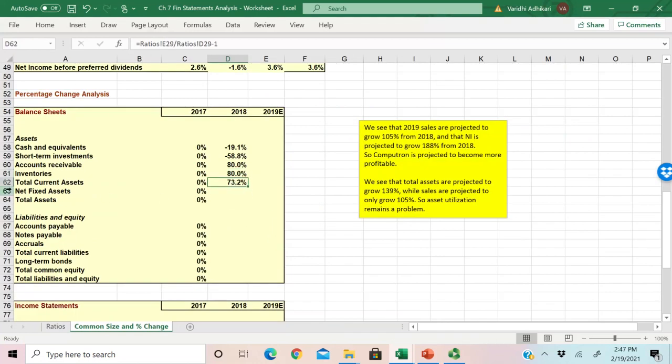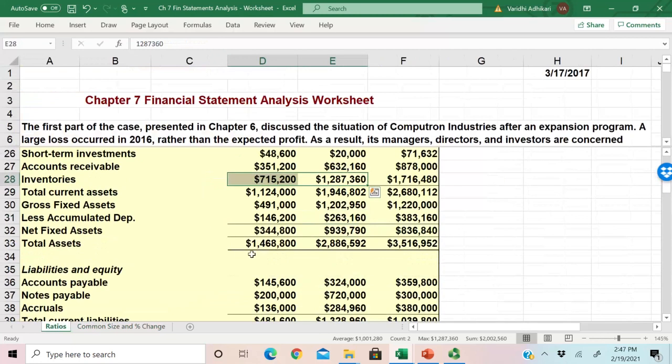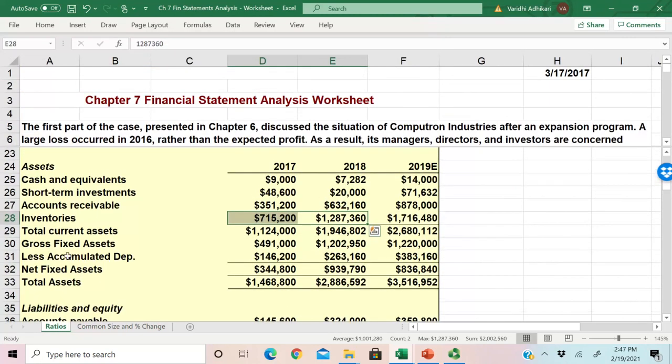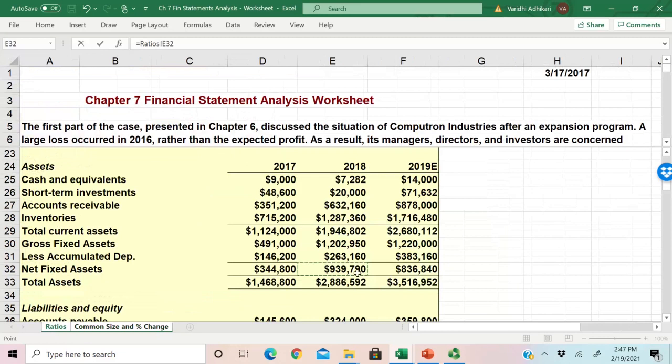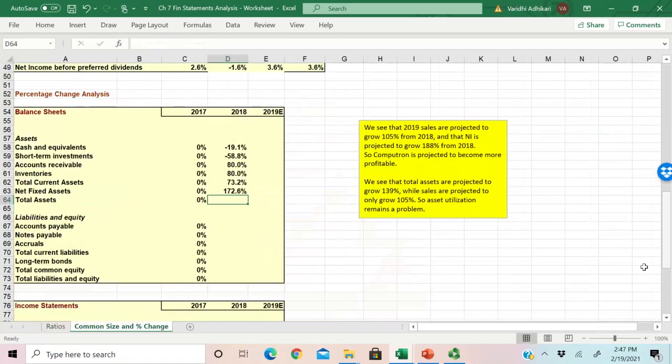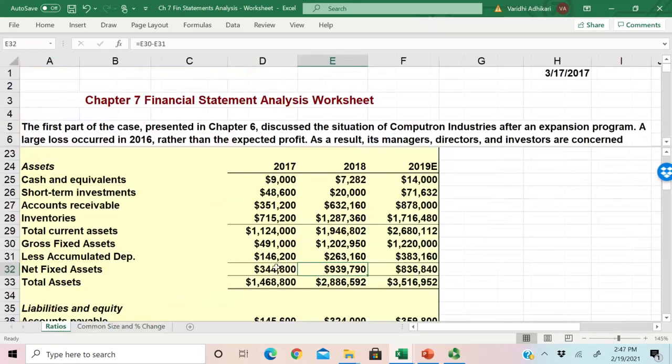Net fixed assets, so I have to be careful what I'm comparing here. The next item, net fixed asset, is right here. All these details are missing over there. So for net fixed assets I have to do E32 to D32: E32, how much it grew, divided by D32, minus 1. So net fixed assets grew by 172.6%, a lot.